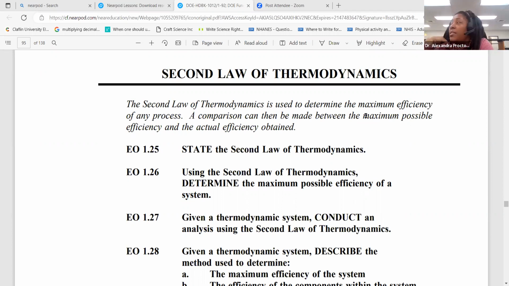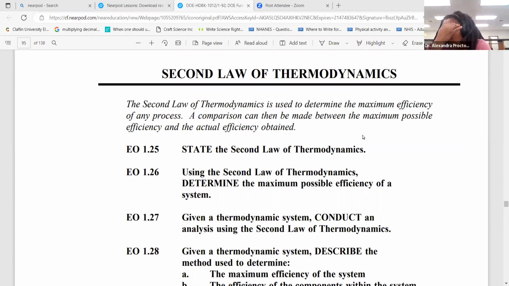In this next section, we'll look at the second law of thermodynamics that is used to determine the maximum efficiency of any process. In this comparison, it can be made between the maximum possible efficiency and the actual efficiency that you get in real life.